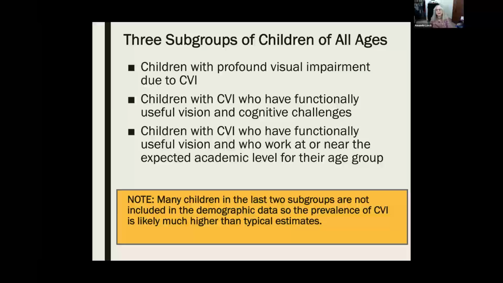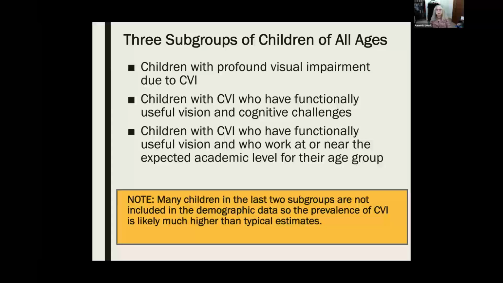Those children can see, they have cognitive challenges, but they may not be identified as having CVI, and things can be attributed to other things, such as developmental delay, cognitive challenge only, behavioral issues, learning disability, developmental motor coordination problems. Then there are children with CVI who have functionally useful vision and who work at or near the expected academic level of their age group.